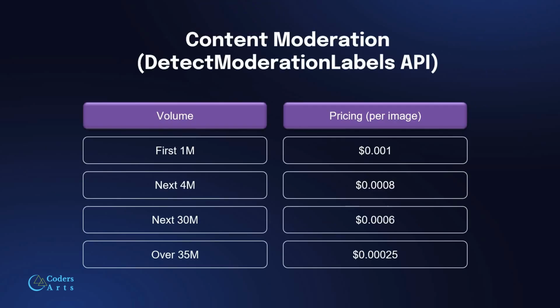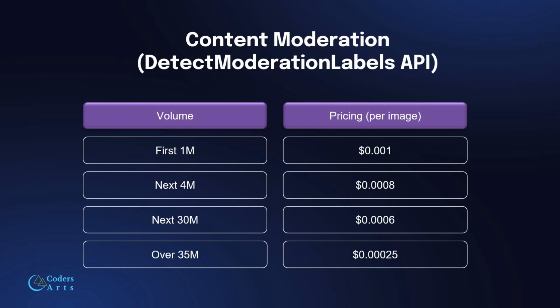When you are moderating images, you are using the DetectModerationLabels API, and this falls under Group 2 in Rekognition's pricing model. That means it follows the same tiered pricing structure used for other Group 2 features like label detection and facial analysis. We have discussed this in our previous videos as well, and we'll repeat it here for you also. So here is how it breaks down.